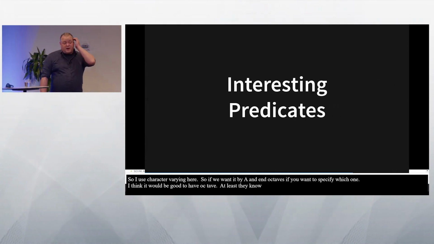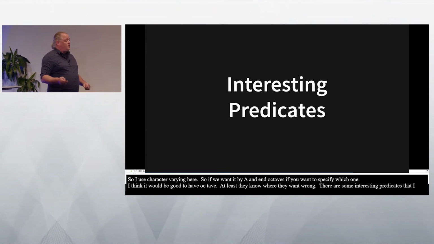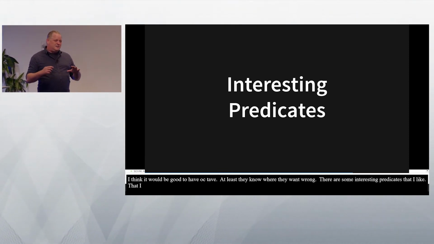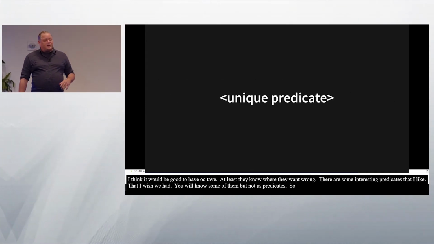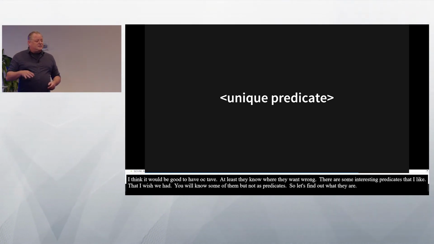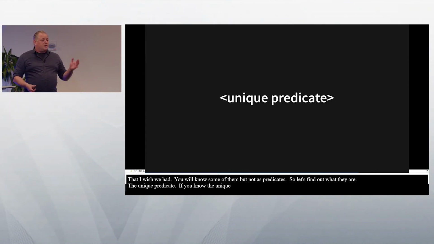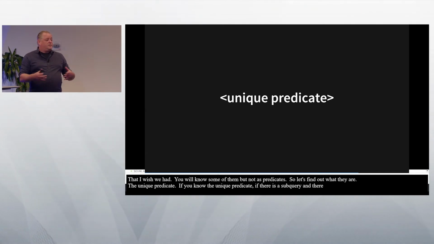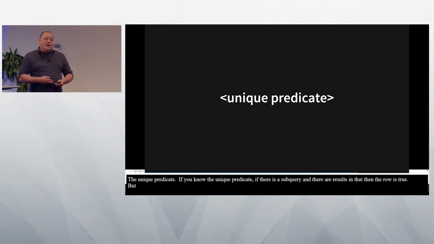There are some interesting predicates that I like, that I wish we had. You'll know some of them, but not as predicates. So let's find out what they are. The UNIQUE predicate. If you know the EXISTS predicate, you say where exists and then a subquery, and if there are any rows in that, the result is true, and if there are no rows in the subquery, the result is false, right? The UNIQUE predicate is the same thing, except it's looking for duplicate rows.